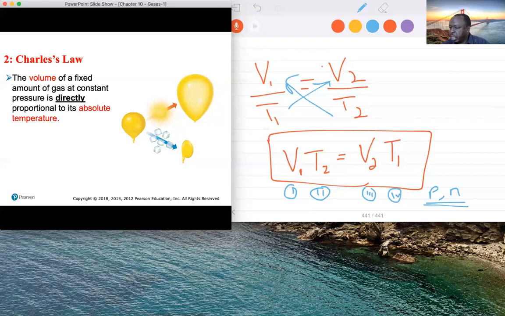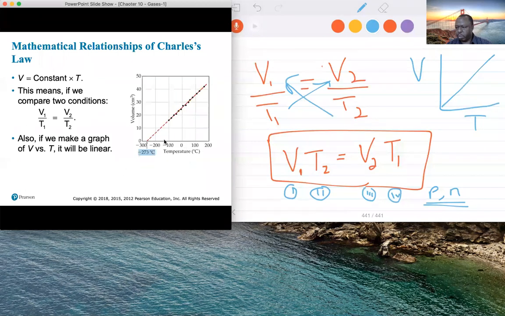And just like before, this relates volume and temperature. It is directly proportional, it's just a straight line. Increasing the temperature will increase the volume of a sample of a gas. If you decrease the temperature by freezing, the volume will decrease. That's a plot of Charles' law, and it doesn't go through zero. I just overshot that. It doesn't go through zero because you cannot have zero gas. There must be some molecules, there must be some moles.